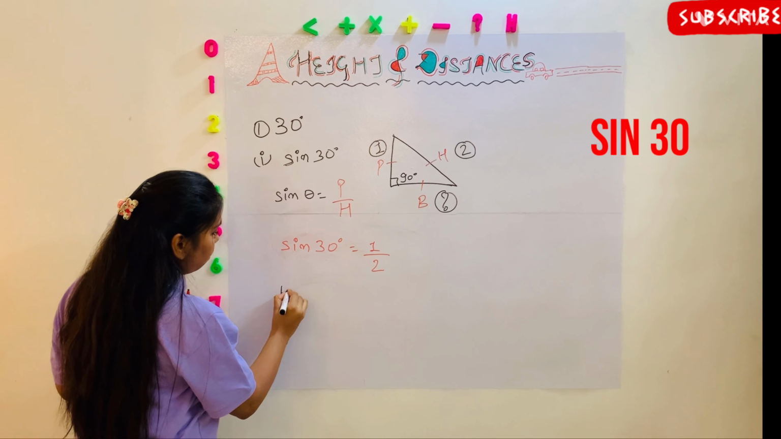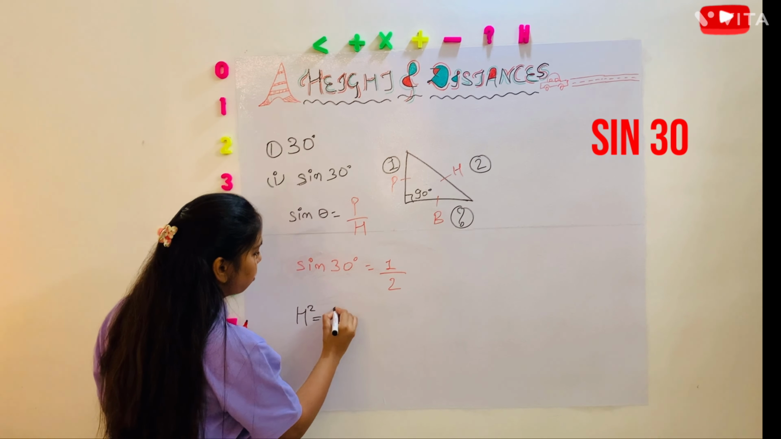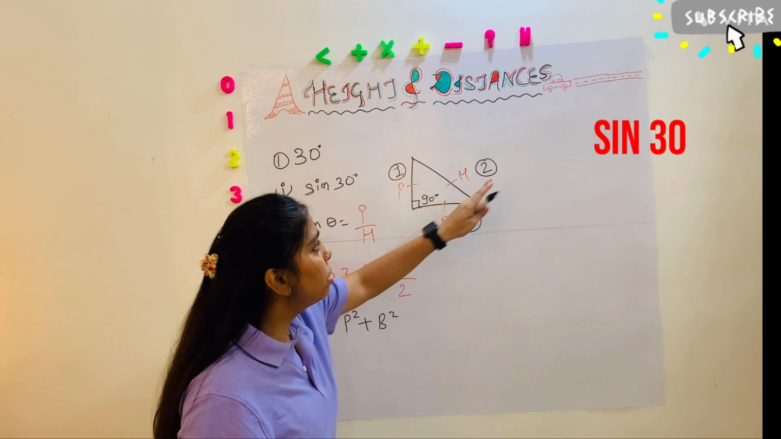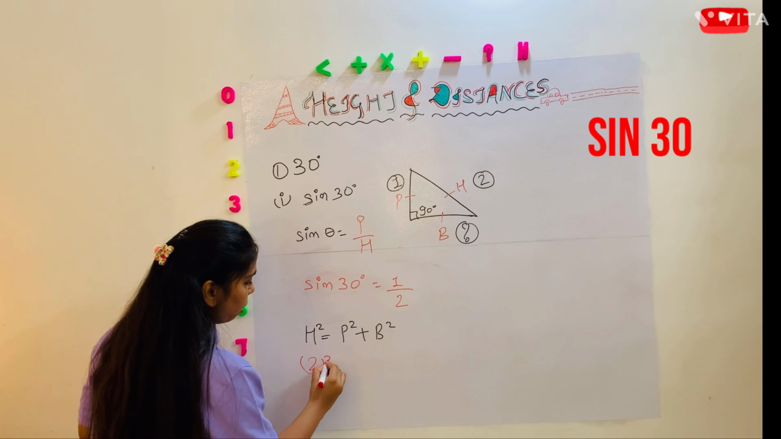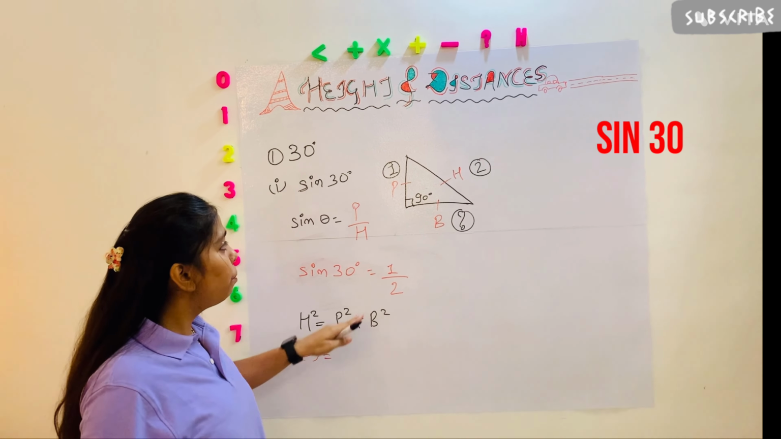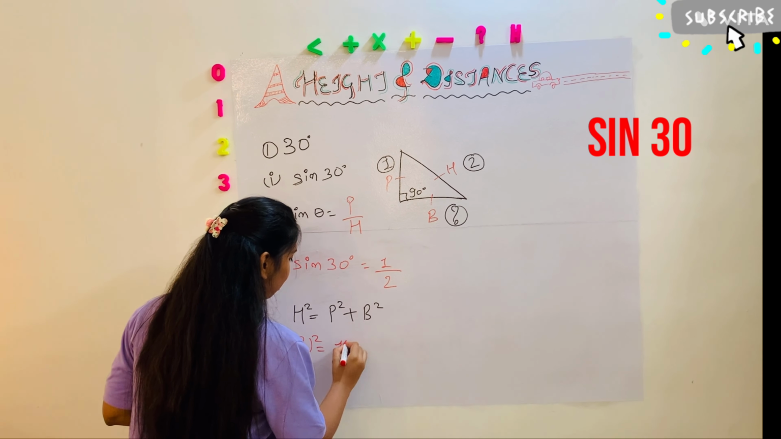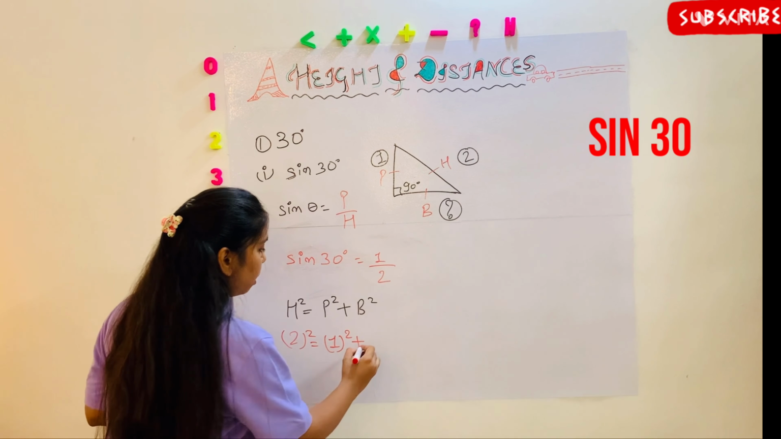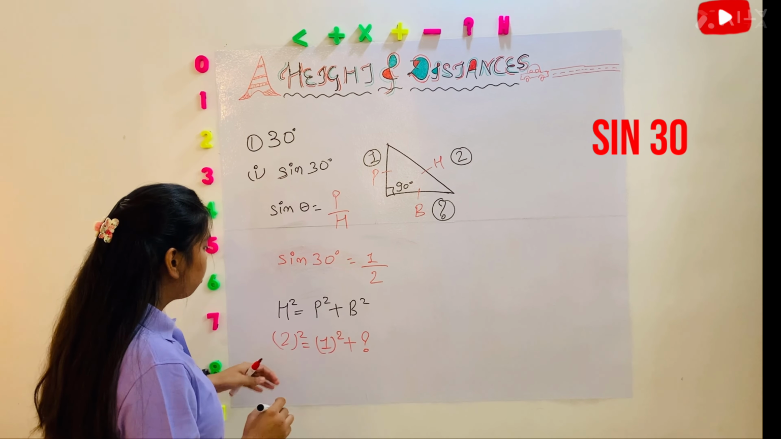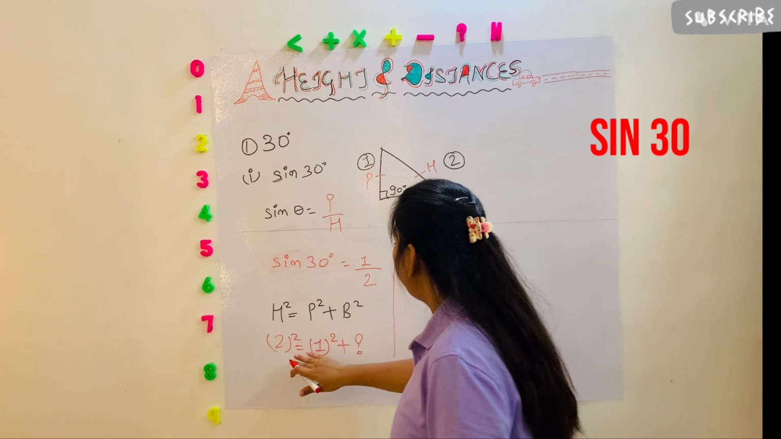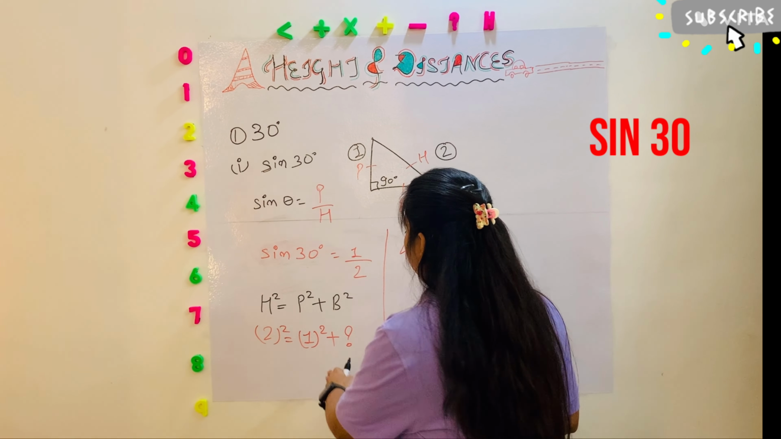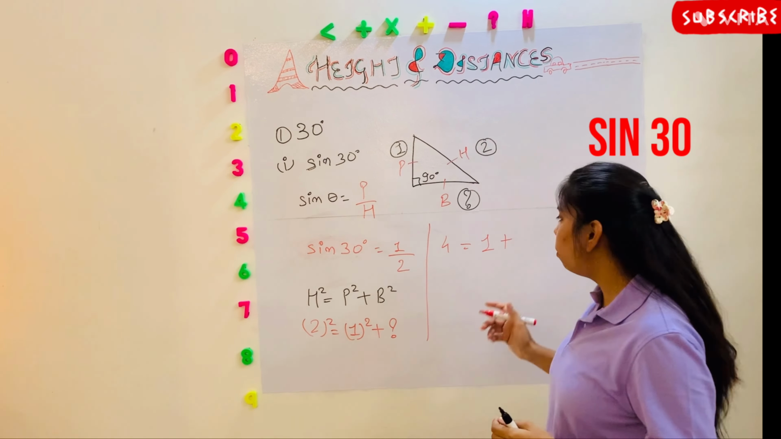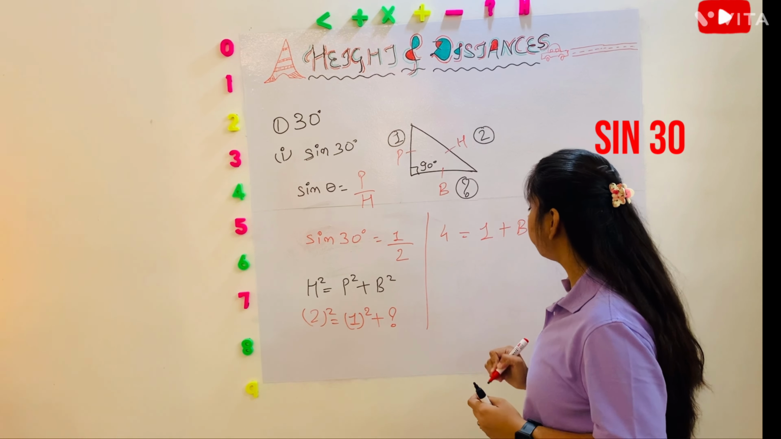Okay. So the Pythagoras equation is hypotenuse square is equals to perpendicular square plus base square. And the value of hypotenuse is 2. So here is 2 square. And the value of perpendicular is 1. So here is square of 1. And we don't know the value of base. Okay. So square of 2 will give 4 and square of 1 will give 1. And we don't know the value of base. So here is base square.